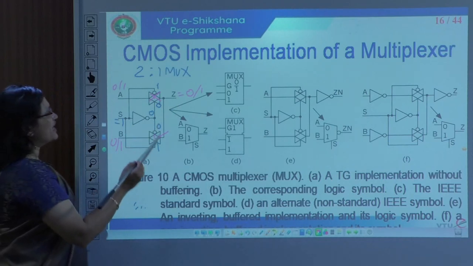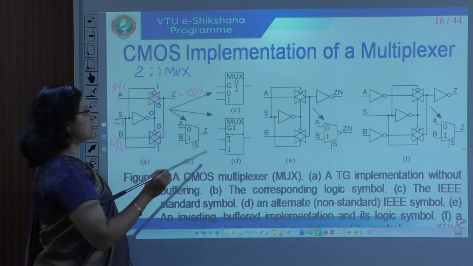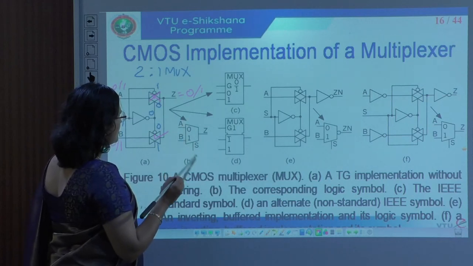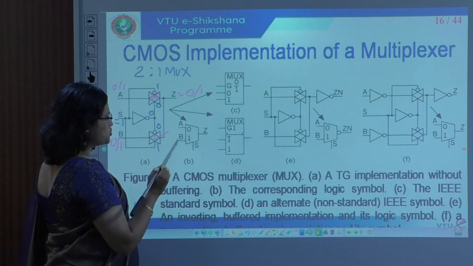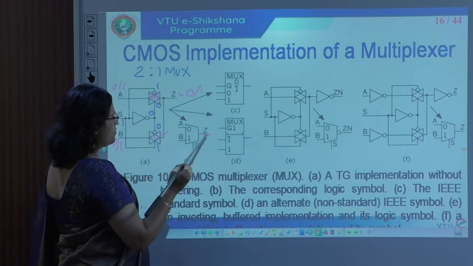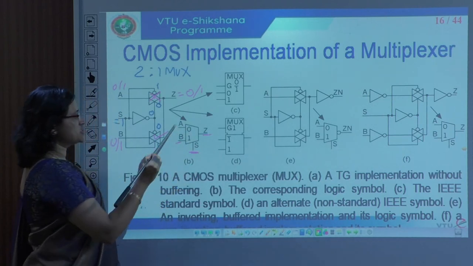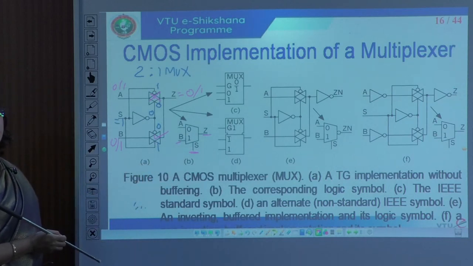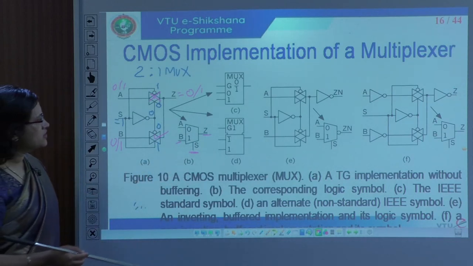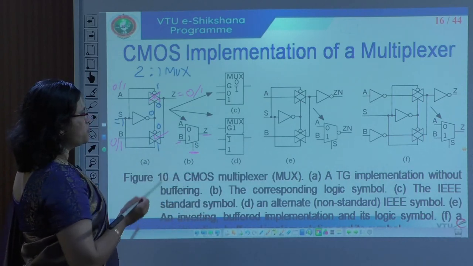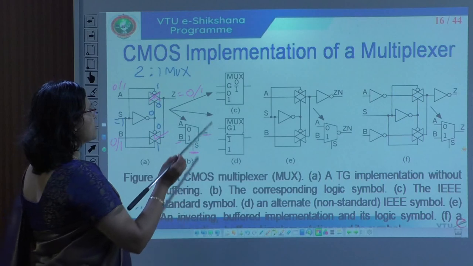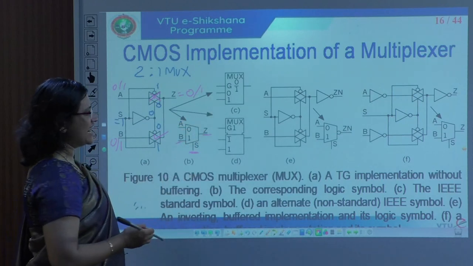Okay. Now, look at the logic symbol of this. You can see the logic symbol here. The logic symbol of the multiplexer has two inputs, one output and one select input. That's why it is called a 2:1 multiplexer. So, how is the IC version available? This is the corresponding logic symbol, and we call it an IEEE standard symbol.